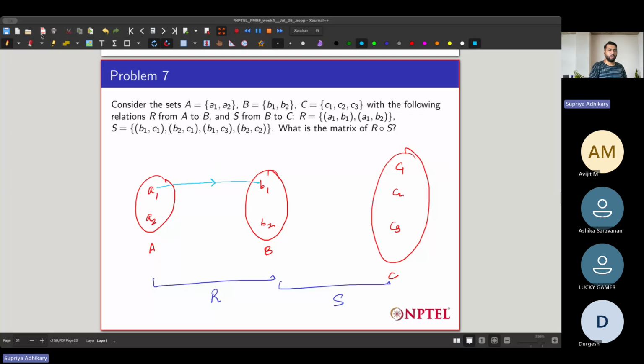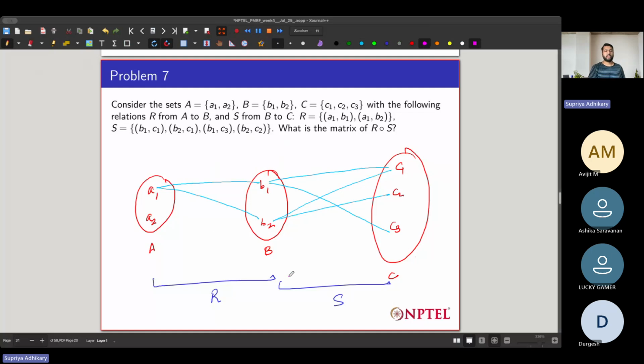Okay, so we do not need a direction. Okay, so A1 B1 should be related. A1 B2 should be related. And over here we have B1 is related to C1. B2 is related to C1. B1 is related to C3, and B2 is related to C2. So this is how we can represent the relations R and S.